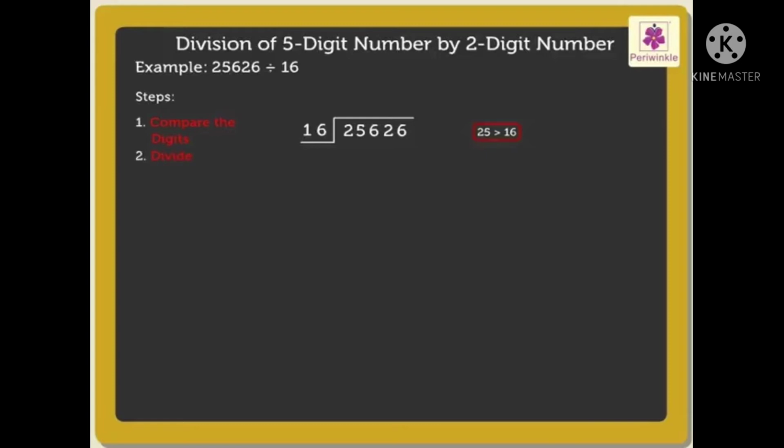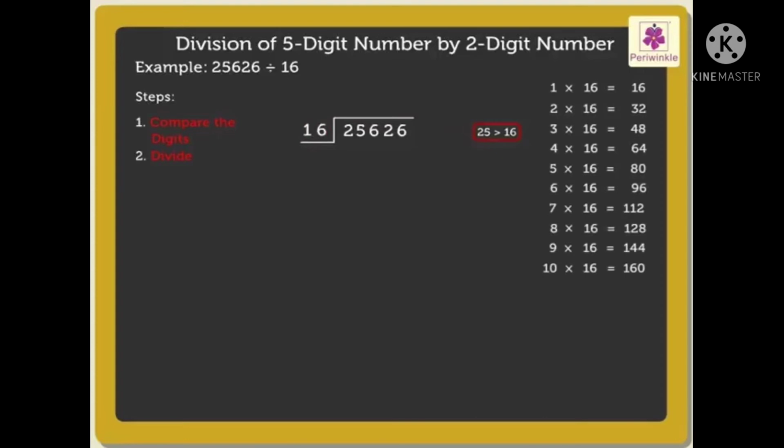Here, as the divisor is 16, we use the table of 16 such that the product is equal to or less than and nearest to 25. So, the nearest product is 16. Hence, we write 1 in the quotient above 5 and 16 below 25. Now, subtract 16 from 25, which is equal to 9. Now, the next step is to bring down the next digit, that is 6.